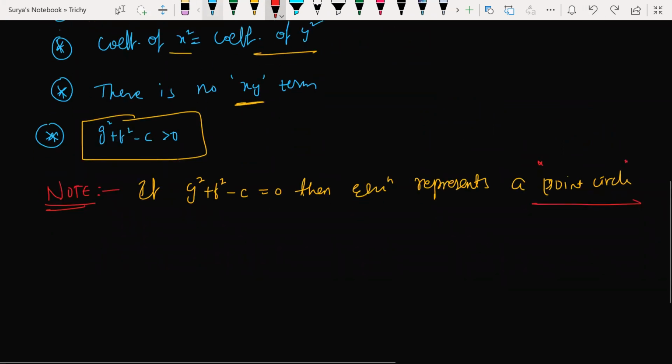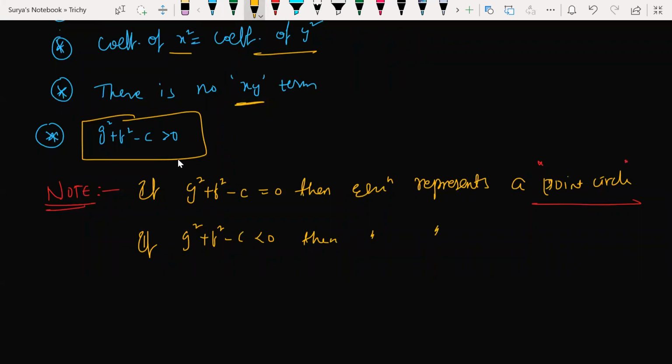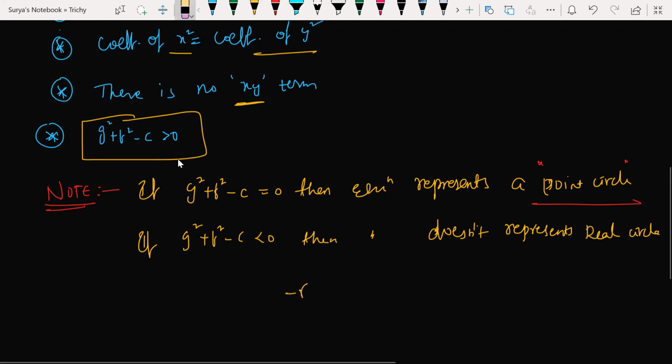All right. Now if g square plus f square minus c is less than 0, then what will happen? Then the equation doesn't represent a real circle. My radius is negative, because less than 0 means negative, right? Radius can't be negative. If it is negative, it is an imaginary case. What does it become? An imaginary case.